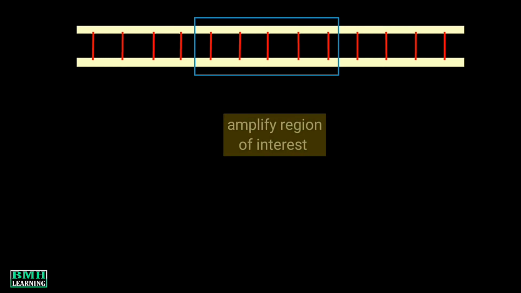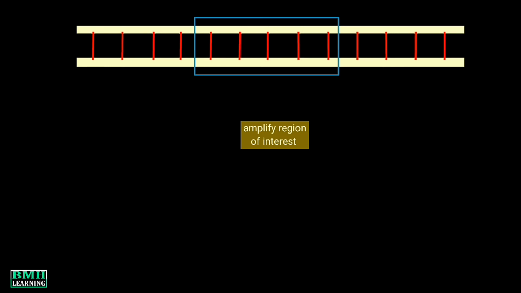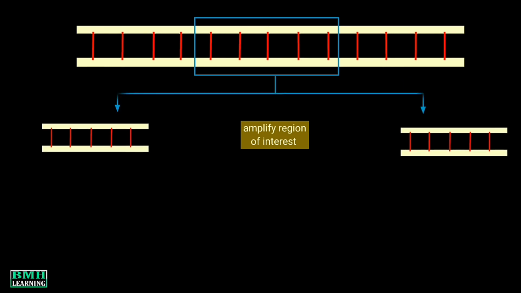So let's suppose there is a DNA sequence which contains the specific genomic locus in which we are interested. What we are going to do is amplify this locus using PCR. So we are going to get two different products, the wild type and the mutant. The wild type has AT, while the mutant possesses GC.